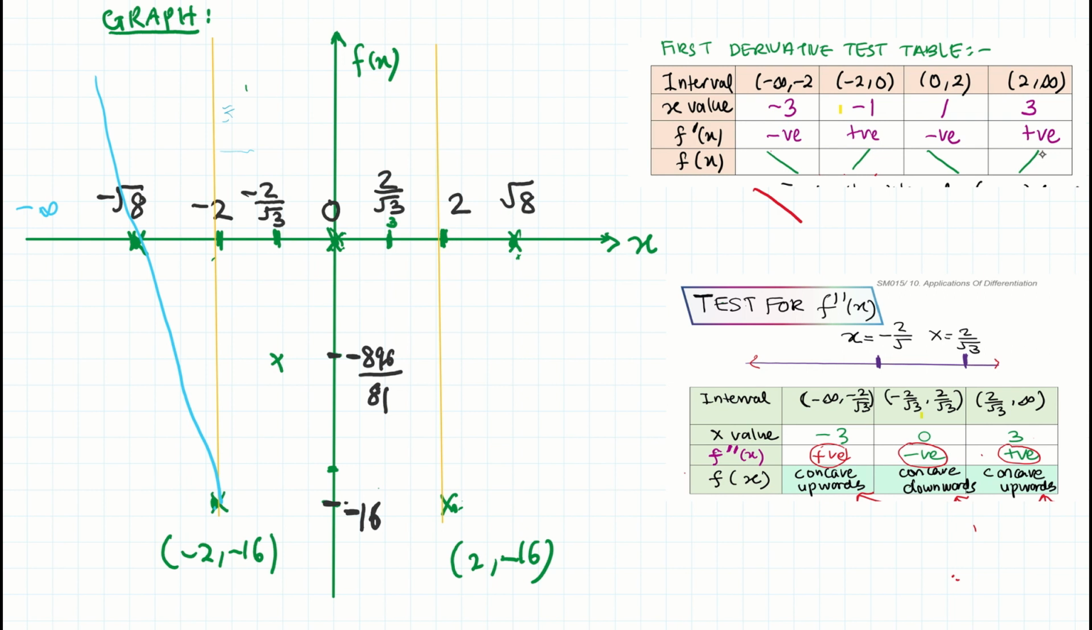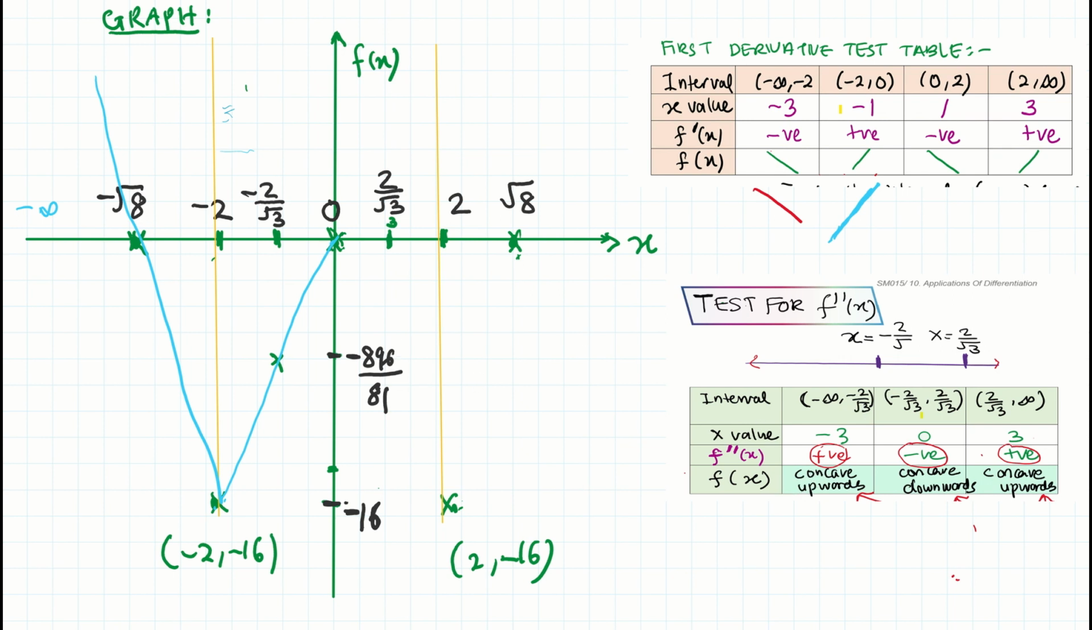Then from negative 2 to 0, the function is increasing, and passes through the point negative 2 over 3, negative 896 over 81. So if we draw a line, the shape is like this. Okay, but we need to include the concavity.